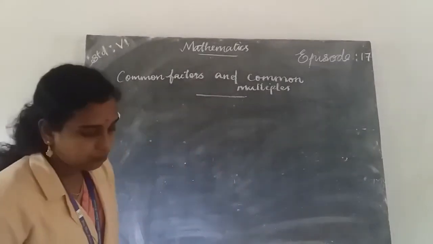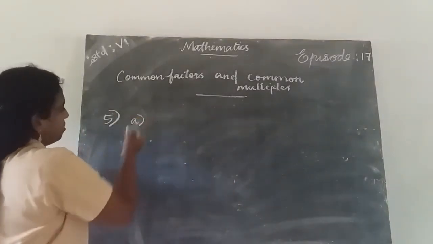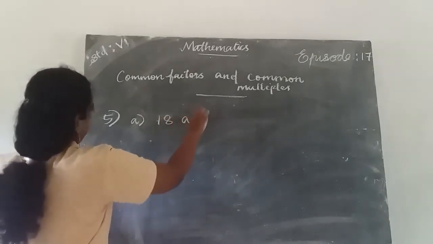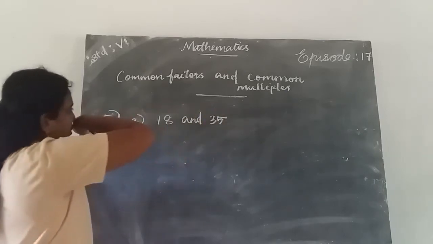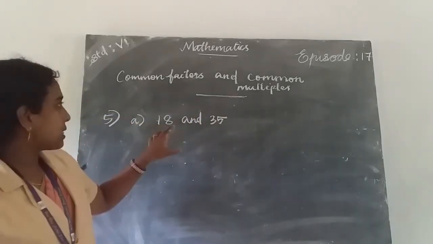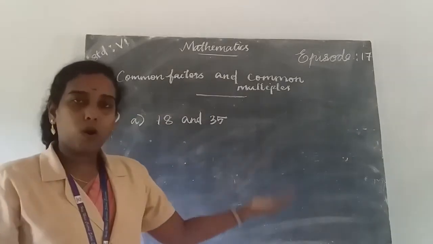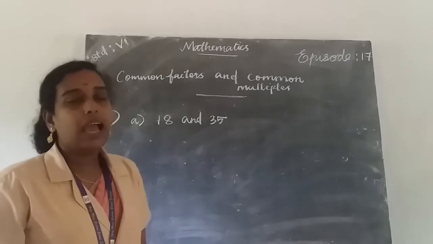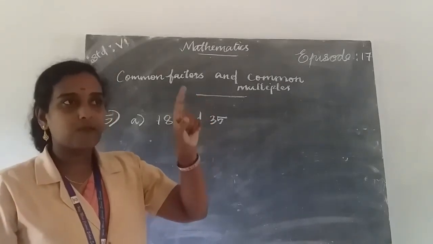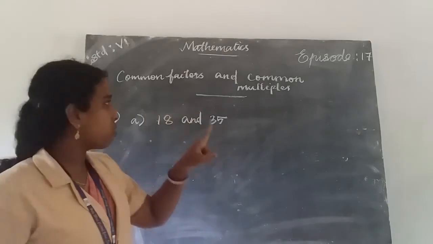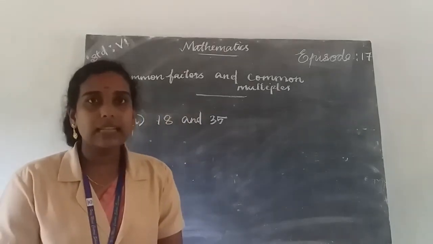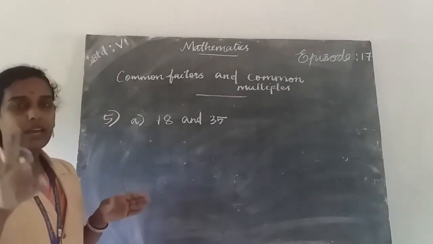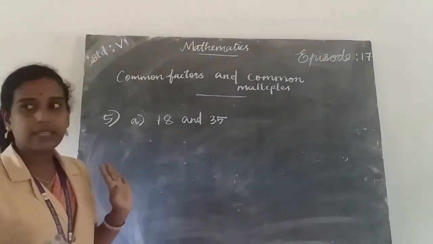Okay, let us try. First one is question number A, 18 and 35. So we want to find whether these given numbers are co-prime or not. For that, first we write the factors of these two numbers and then we find the common factors. If one is the only common factor of the given numbers, then we can say that these numbers are co-prime numbers. Okay. For that, first we write the factors of these two numbers.